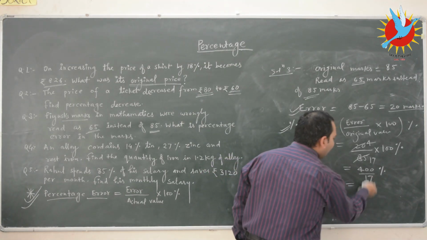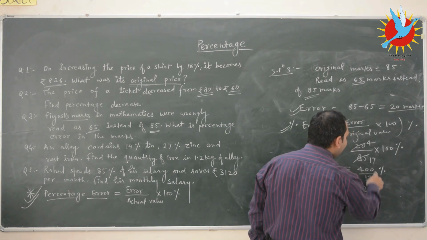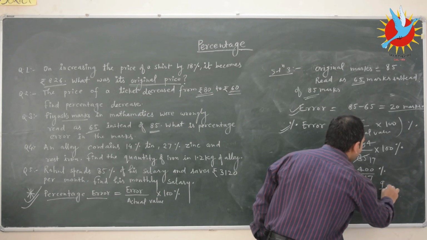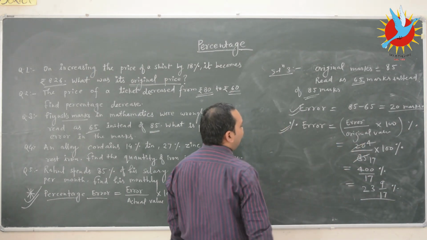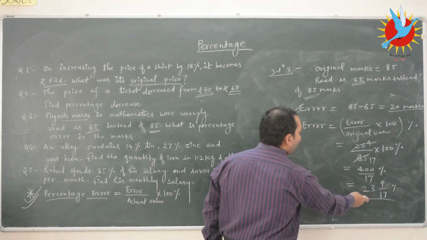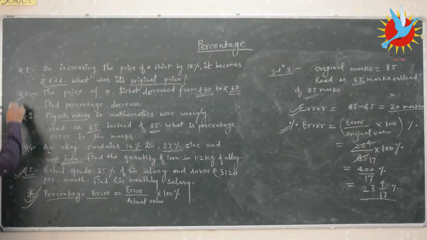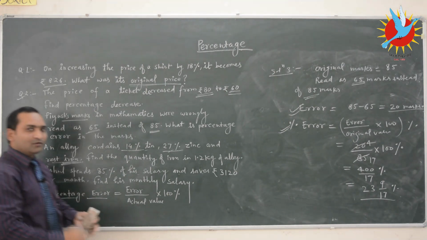So we convert it into a mixed fraction. 17 2s are 34, 60, and 17 3s are 51, so 23 whole 9 by 17%. So the percentage error is equal to 23 whole 9 by 17%. So questions 2, 4 and 5, these 3 questions are homework. Thank you.